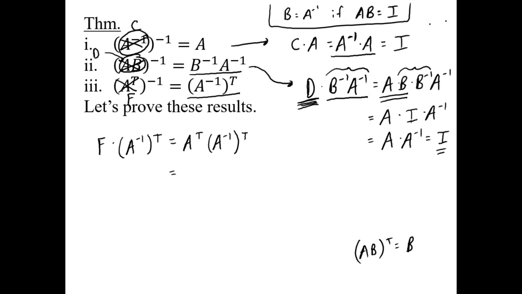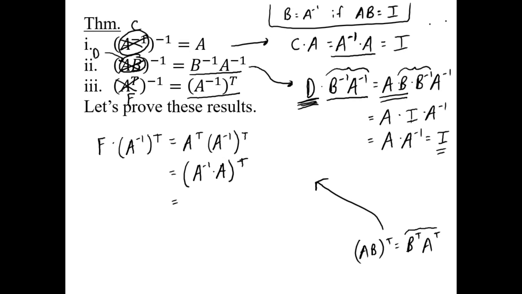A times B transpose was B transpose times A transpose. Well, look up there. I'm basically going from right to left. A transpose A inverse transpose is the same as A inverse times A transpose. I'm using this property at the bottom here from right to left.